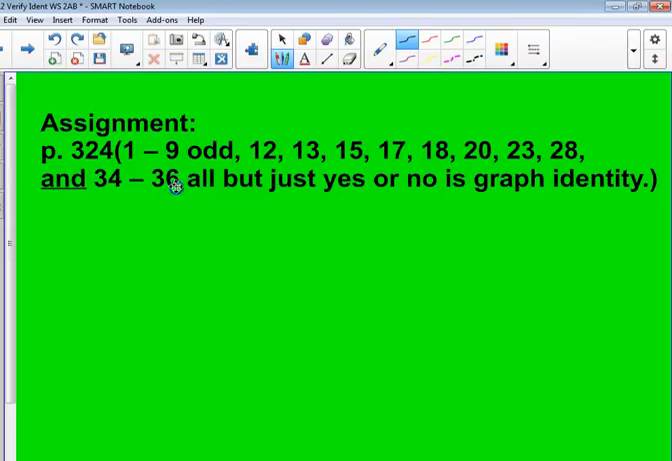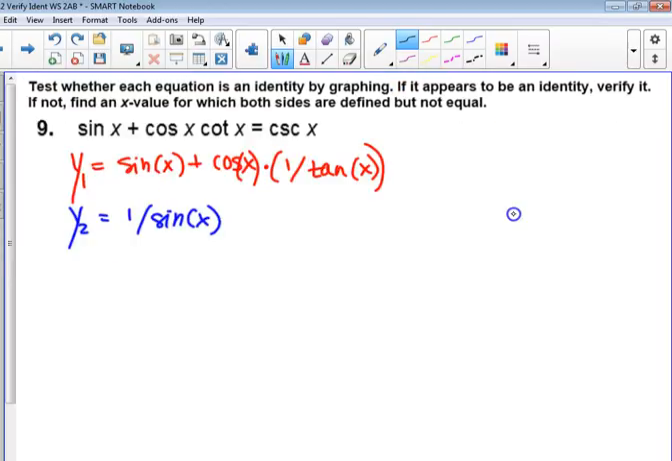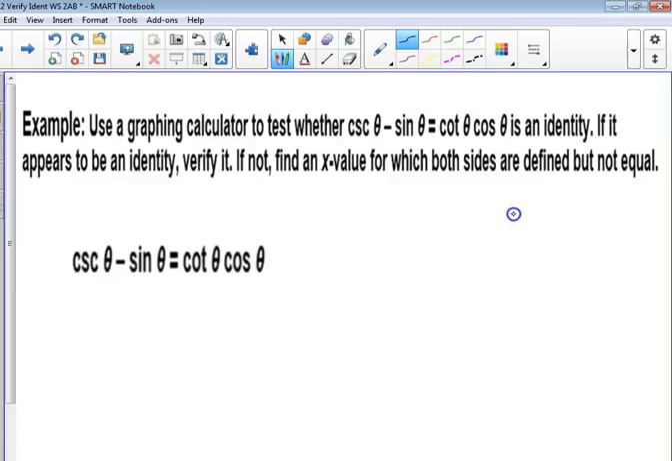It says you have to do 34 through 36 all, but you just have to say yes or no, okay? I graphed it was an identity, or I graphed it and it wasn't an identity. These particular ones on the notes say graph it. If it's an identity, verify it. If it's not, find an x value for which it's not equal. Okay, all I'm saying is you just write yes or no. Deal? With that in mind, how would you type this in to see if this is an identity? Okay, what would you put in Y1? There's no cosecant button.